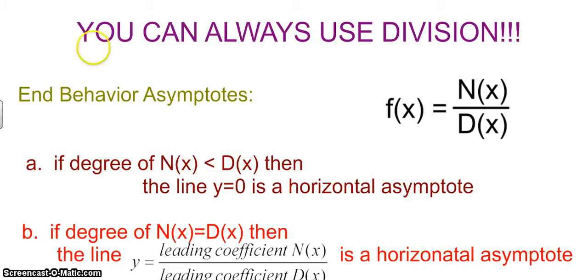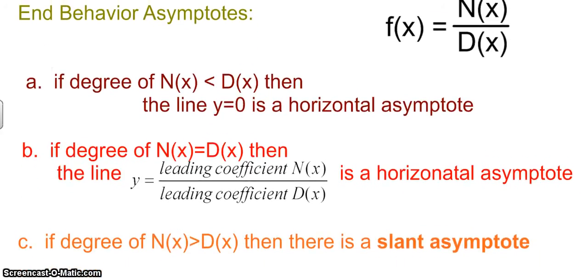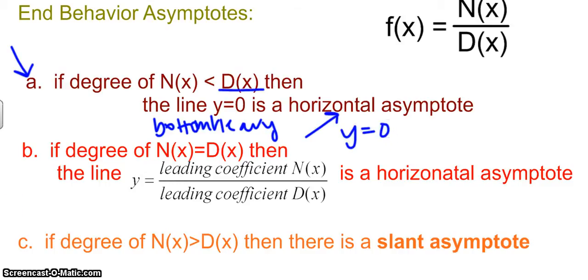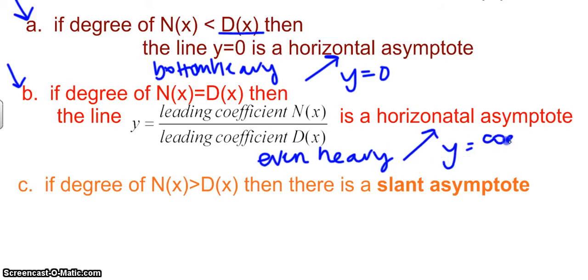Alright, on any of these, once you've simplified, you can use division. Okay, don't be fooled by that. You can always use division, but the little shortcuts: bottom heavy has a horizontal asymptote at y equals 0. Even heavy has a horizontal asymptote at y equals coefficient over coefficient, okay, leading coefficient.